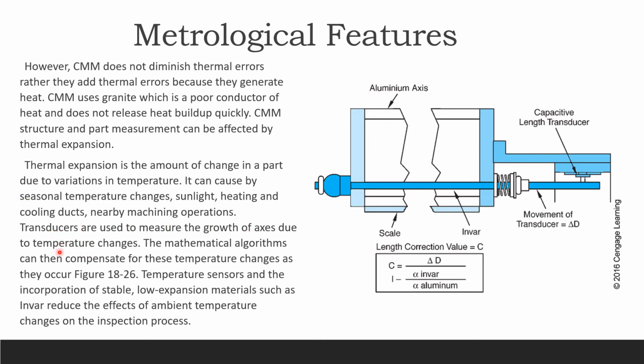Transducers are used to measure the growth of axes due to the temperature changes. We use this to detect that this happened because of that, okay, growth of axes. So with a mathematical algorithm, we can compensate for these temperature changes as they occur, because you have to get rid of it. We cannot get rid of it physically easily, right? Therefore, you have to use adjustment, we call that.